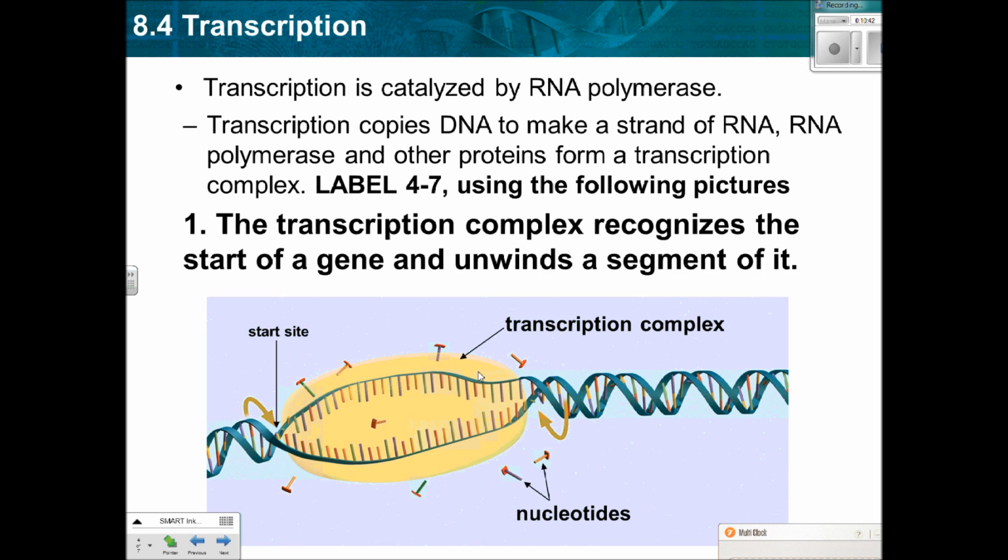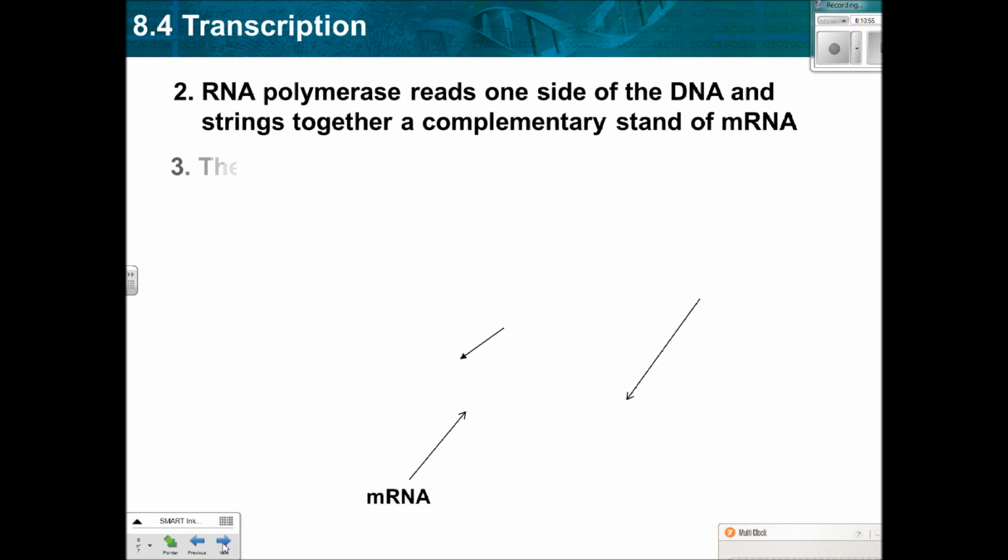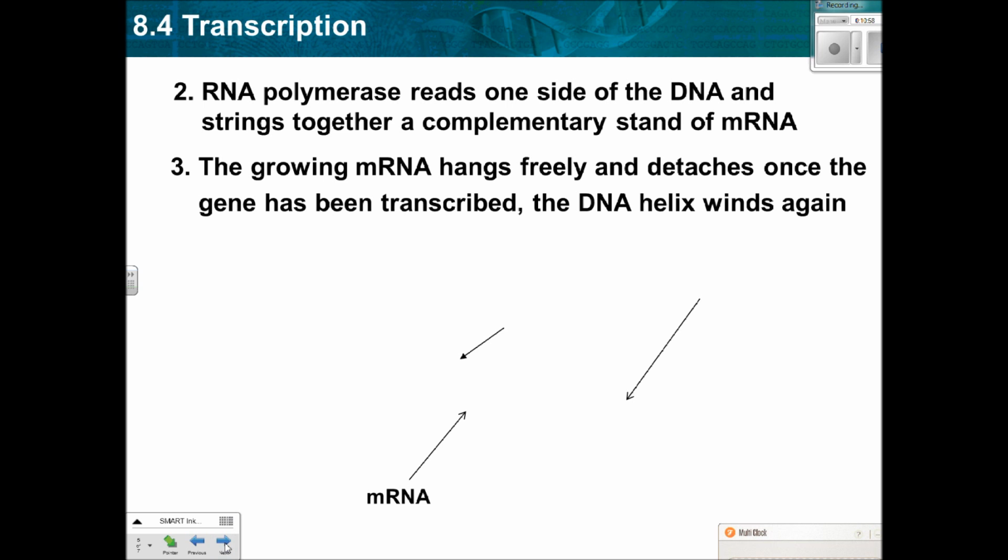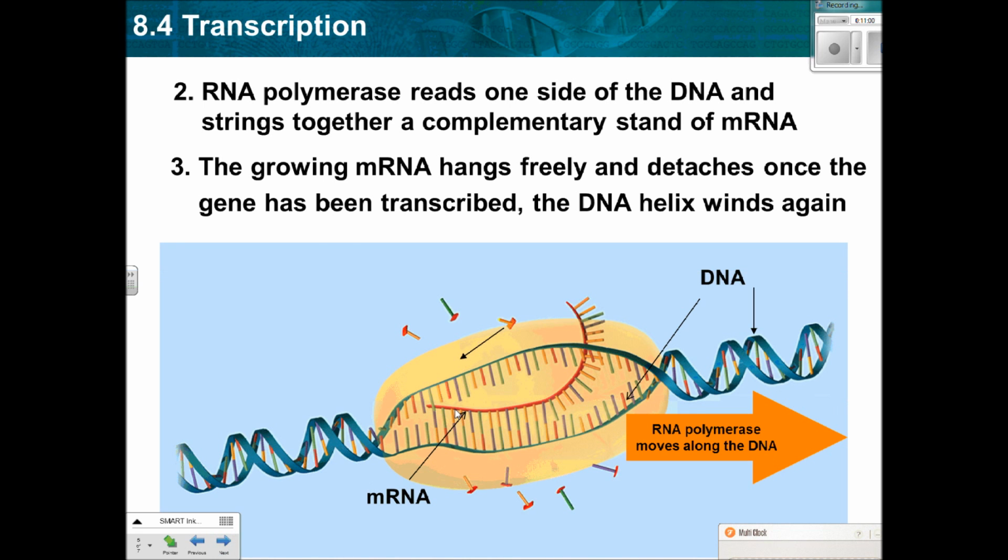The transcription complex, the enzymes, once again, are binding here, breaking the hydrogen bonds, getting it ready. Number 2, the RNA polymerase, the specific part of this enzyme, this is a big complex, reads only one side of the DNA. Okay, it's not like with DNA replication. The code only goes in one direction, just like our language. We can only read our words one way. And then it builds the messenger RNA.